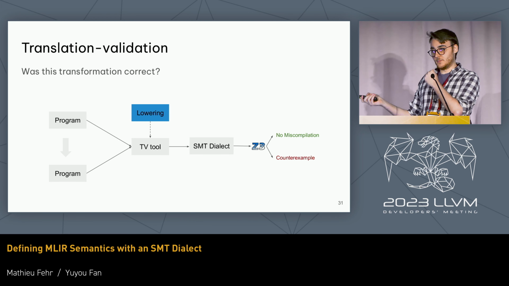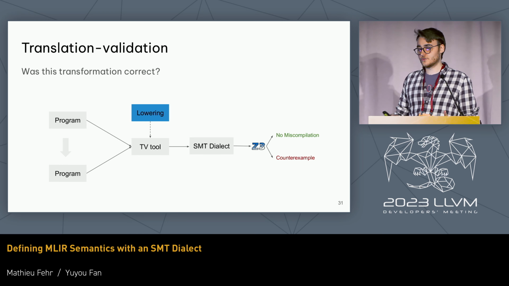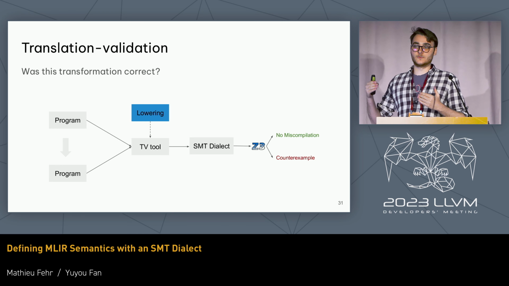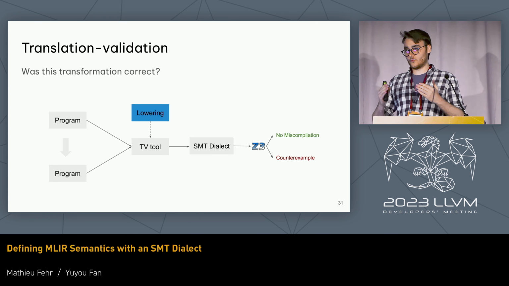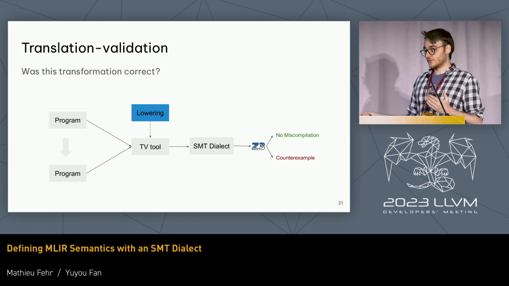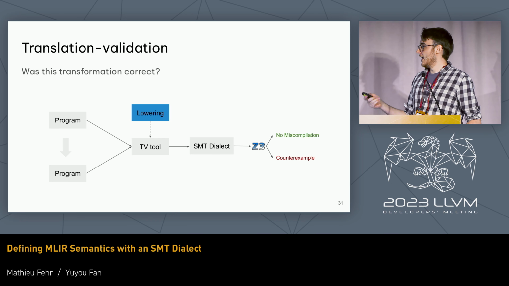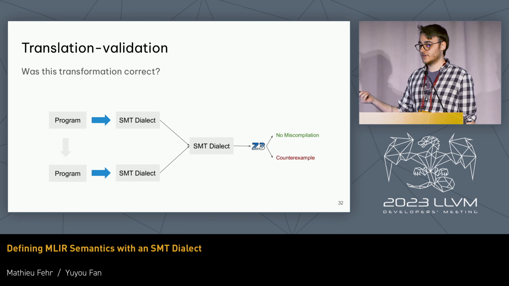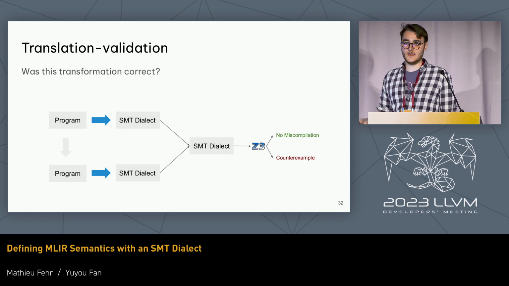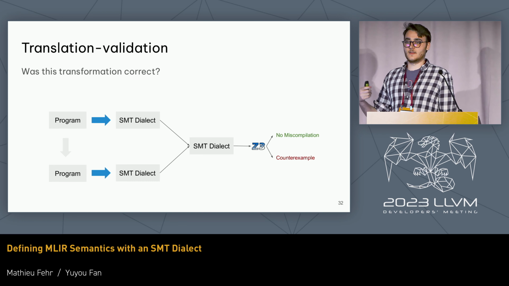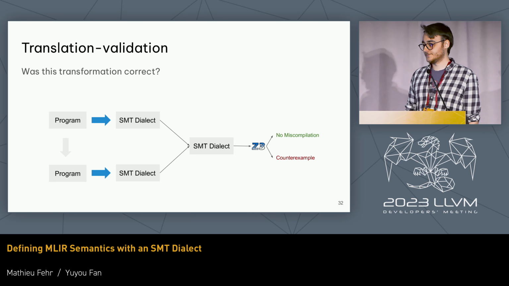What we had before is called translation validation, checking that the transformation that happened was correct. You would go from one program to another, pass it to the translation validation tool, and it would tell you if there was a miscompilation or not. How it works in the background is that it lowers the two programs to the SMT dialect, compares them, and then passes the result to the SMT solvers.